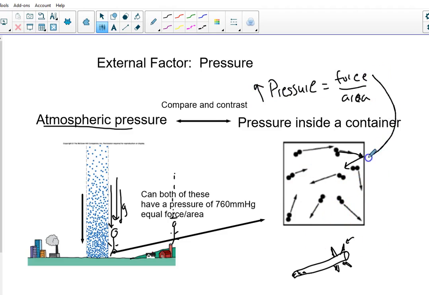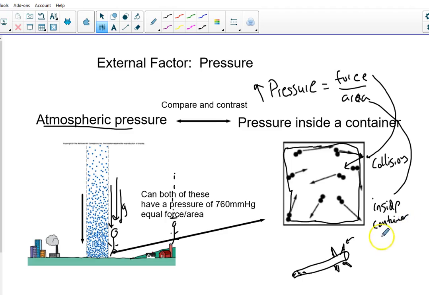Forces are actually the number of collisions per area, which is really just the inside container wall. So a lot of times when we're dealing with pressure, we're dealing with the force, and we also reference the area of the inside container wall. That really is important. If I cut this in half, with the same number of particles, I have less inside container wall area, and therefore I have more pressure because I have more collisions. They're not traveling any faster, I just have more collisions.